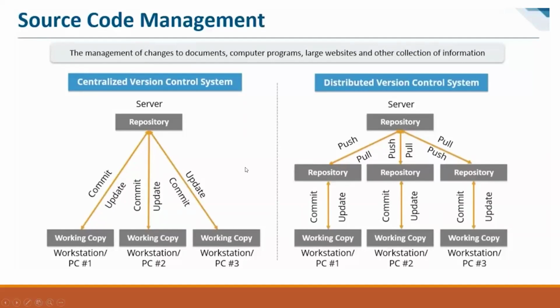So we advanced from centralized to a distributed version control system. What are the advantages of the distributed version control system? The code will be available in two locations, one is the remote repository and the other is the local repository. So if the server crashes or goes down, the code will still be available in the local repository. Local means every client has their own.